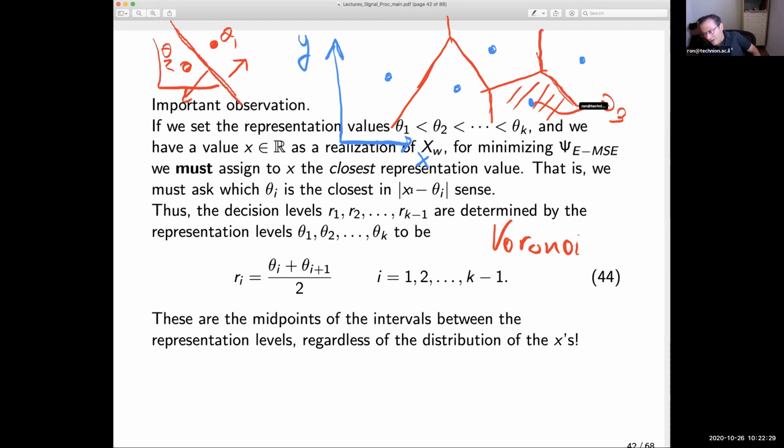So there is a very simple example. Assume that each and every representative is a hospital in Israel, okay? And somebody now suspects that he has a COVID, a coronavirus.